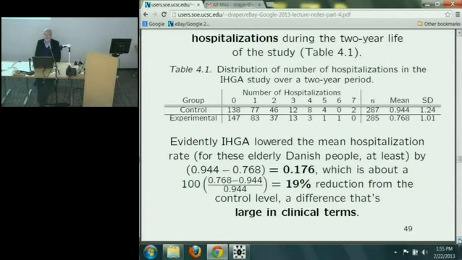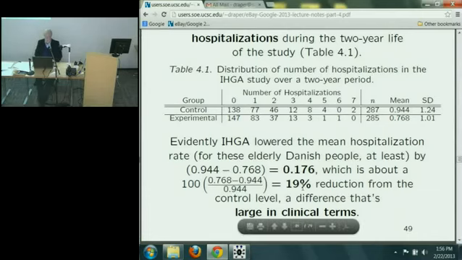Does that difference seem large to you in clinical terms? If you had something that you could do that would lower people's rate of hospitalization by 19%, does that sound like a worthwhile thing to do? Definitely. So when we talk about practical significance as a judgment different from statistical significance, would you guys say that this difference is practically significant? Is it large in practical terms? Very definitely. That's like asking the same thing I said before. Is it large in clinical terms?